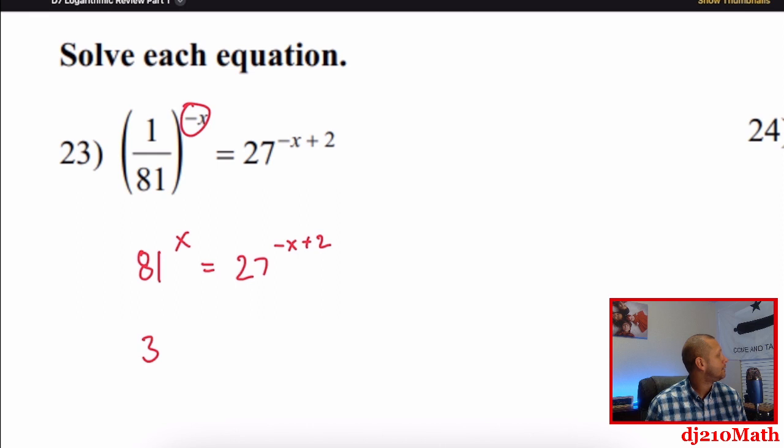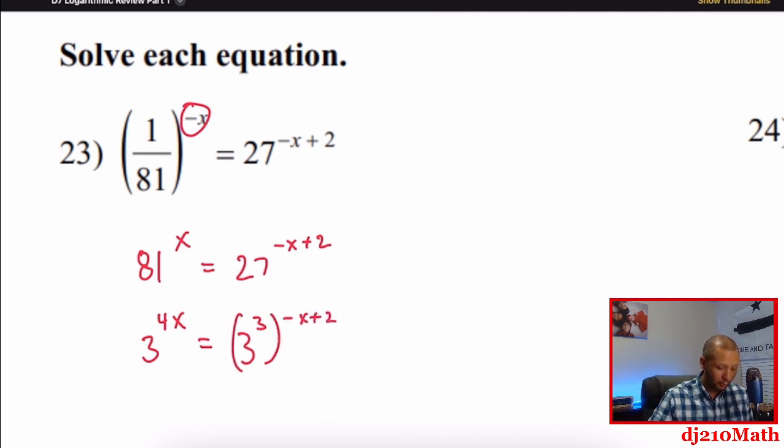3 times 3 is 9, times 3, 27 times 3 is 81. So 4 to the x power is equal to 3 cubed, right? 3 times 3 is 9, times 3 is 27. So 3 cubed is being raised to negative x plus 2. So again, you have a power raised to a power. You multiply. This is going to have to distribute in a sense. Because the bases match, I no longer care about the bases, right? I'm making the exponents equate to one another.